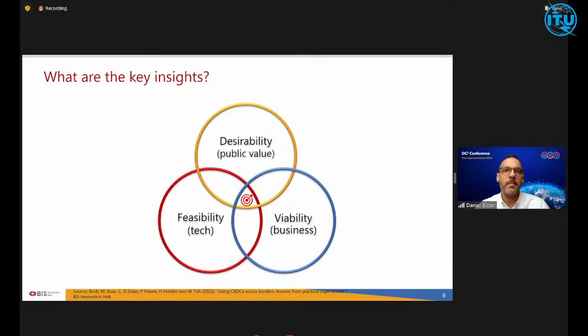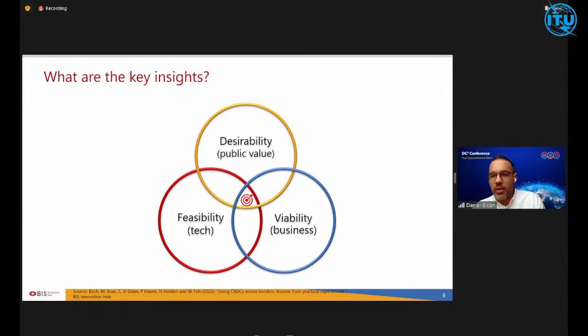I'll close with the insights. So not just comparing the factual realities of these experiments and how they differ from each other, in spite of the fact that they are all common platform approaches to cross-border payments using central bank money, we like to think of our work at the Innovation Hub as focusing at the intersection of desirability, feasibility, and viability. Desirability means, is there public value in the work that we're doing? That's the circle that's the easiest to start with. If there isn't desirability, then there's no reason to do the work to begin with.